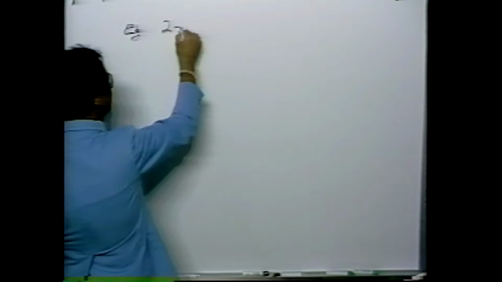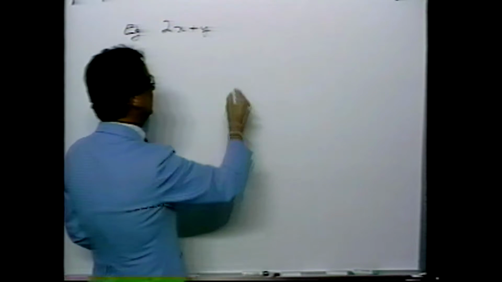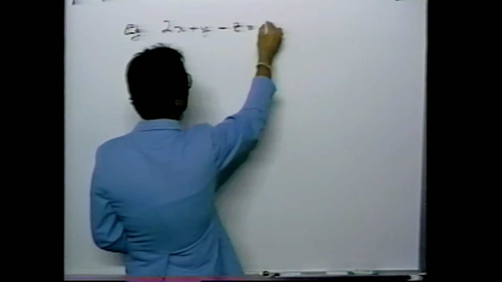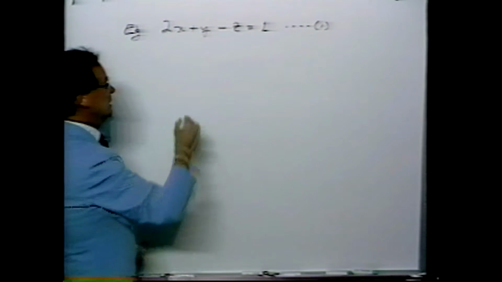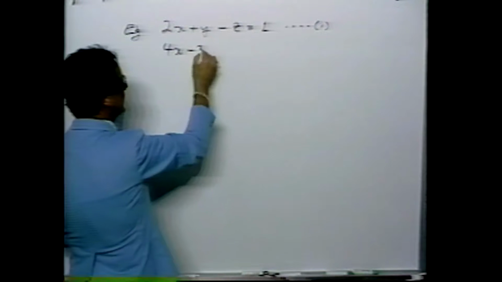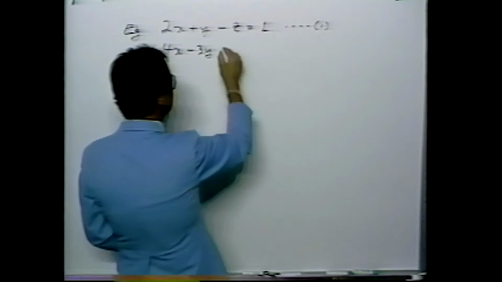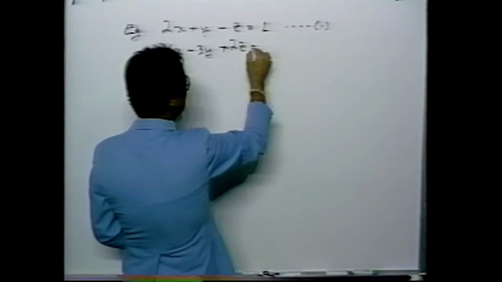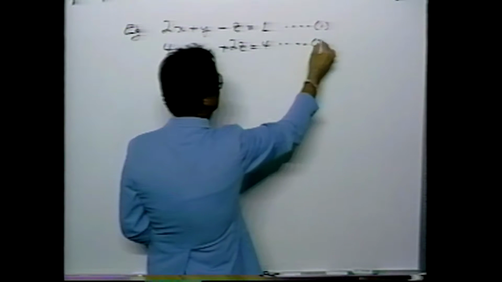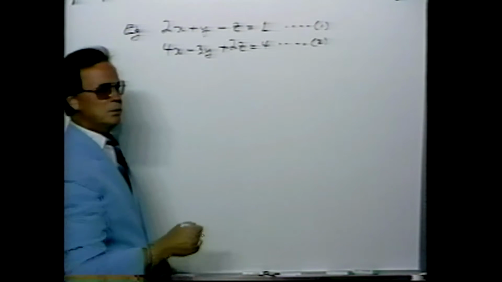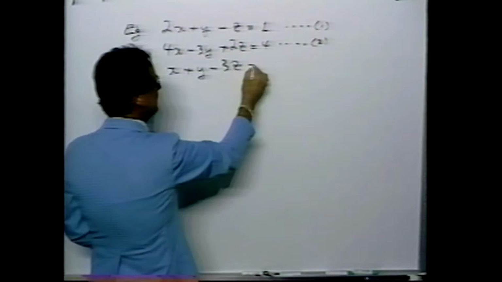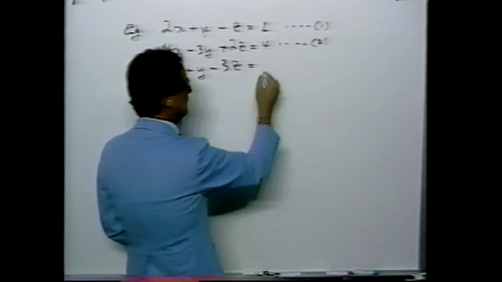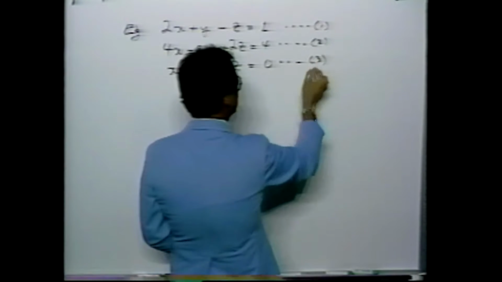For example, 2x plus y minus z equals 1. We will call that equation number 1. 4x minus 3y plus 2z equals 4. That's our second equation. x plus y minus 3z is equal to 0, and that's our third equation.